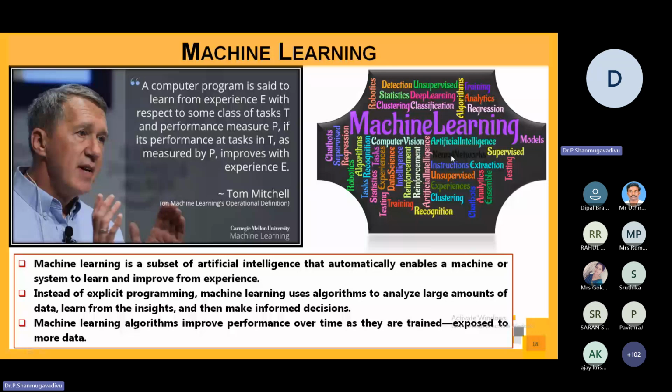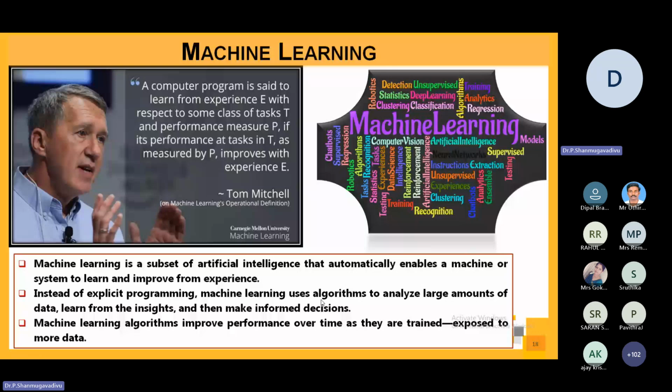So machine learning is a subset of artificial intelligence that automatically enables the machine or system to learn and improve from experiences. Instead of explicit programming, machine learning uses artificial intelligence-based algorithms to analyze large amounts of data and learns from the insights. What do you mean by insights? By looking at an MRI scan, it is very hard for everyone to check whether there is some abnormality or not. Whatever was done by a human doctor by means of human visual perception, now that is done by means of the machine.